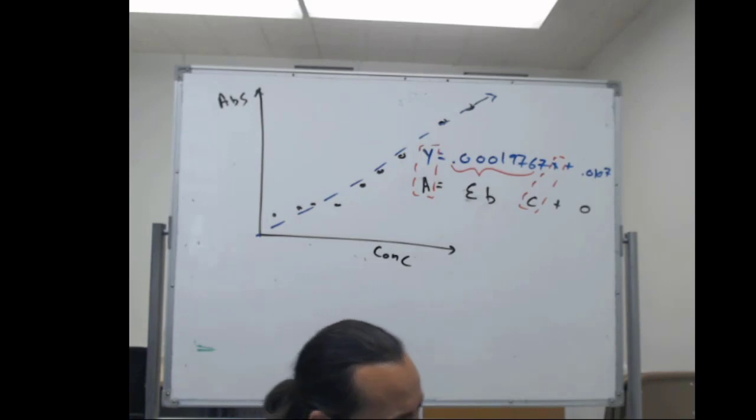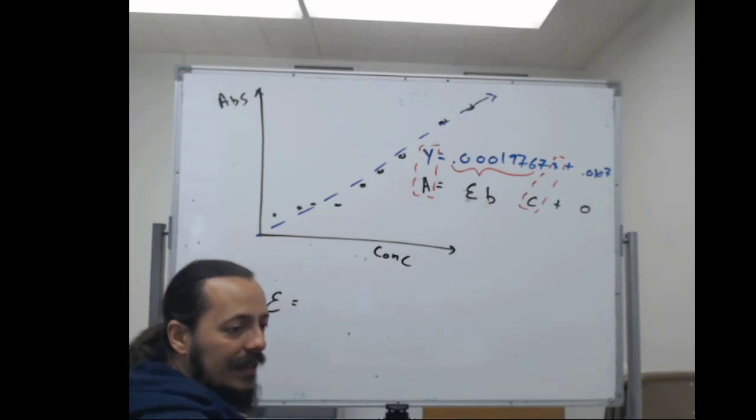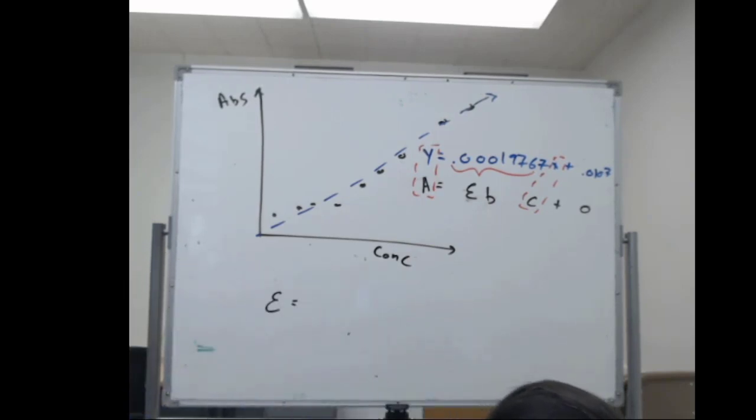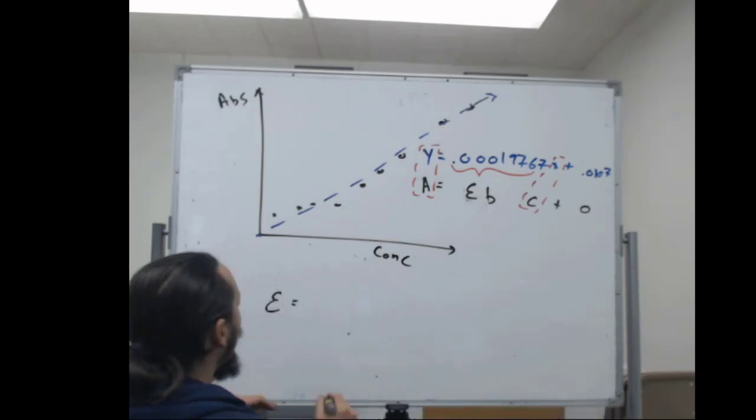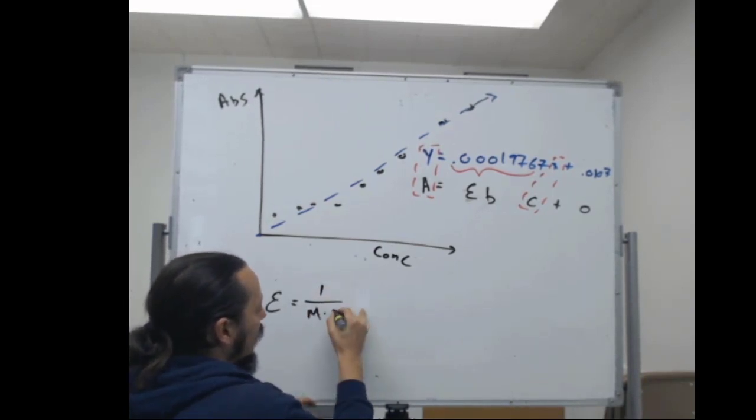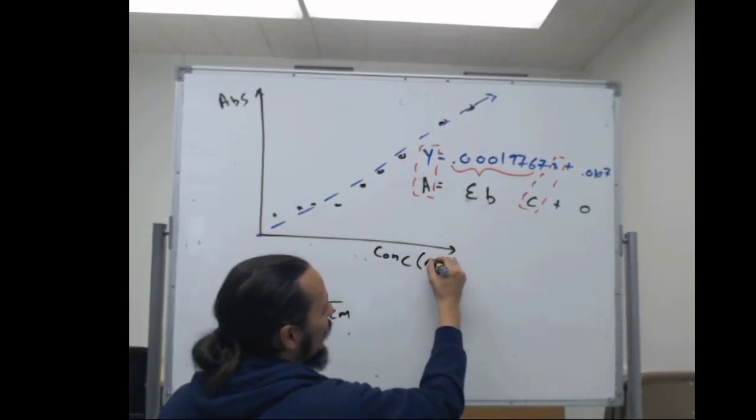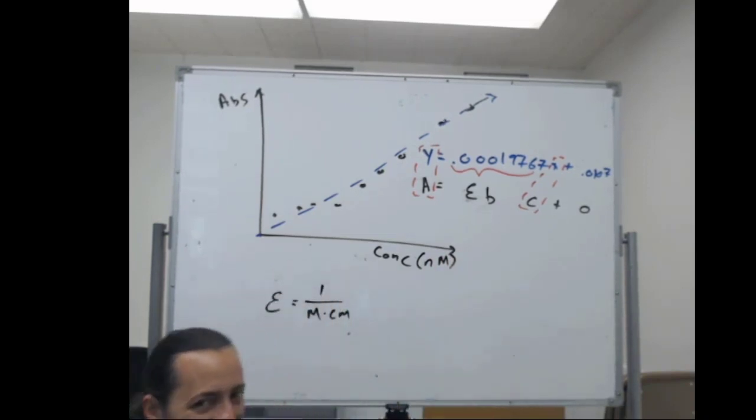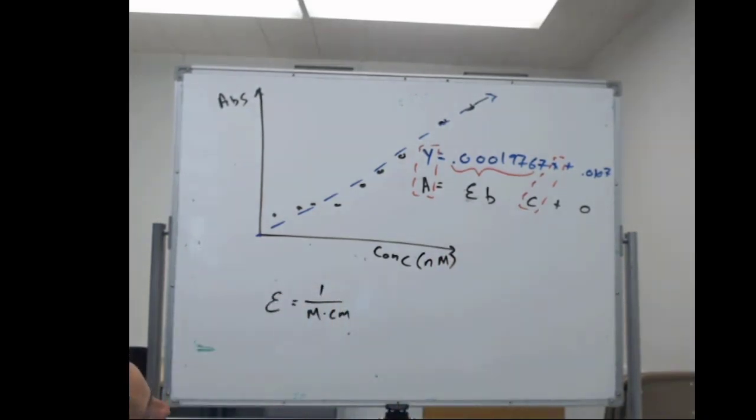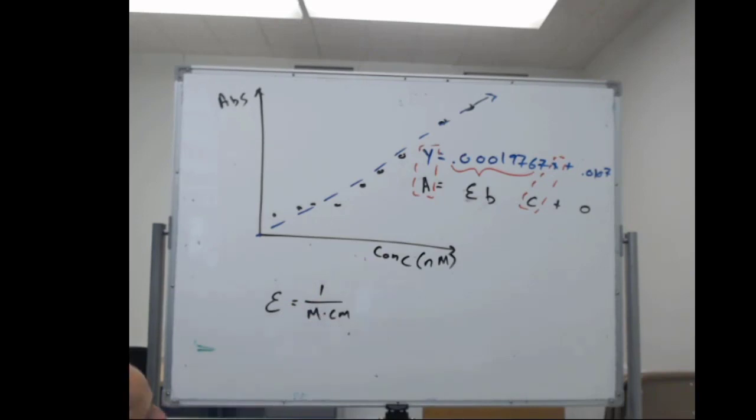Now, here's the kicker. It's asking us to calculate epsilon in units of, sorry about that, I'm getting some alerts as well. I started a conversation on something. It's asking us to essentially get epsilon in units of 1 over molarity times centimeter. The concentration, though, is given in nanomolarity. So really, the slope should be epsilon, but we're off by our units. And that's kind of it.